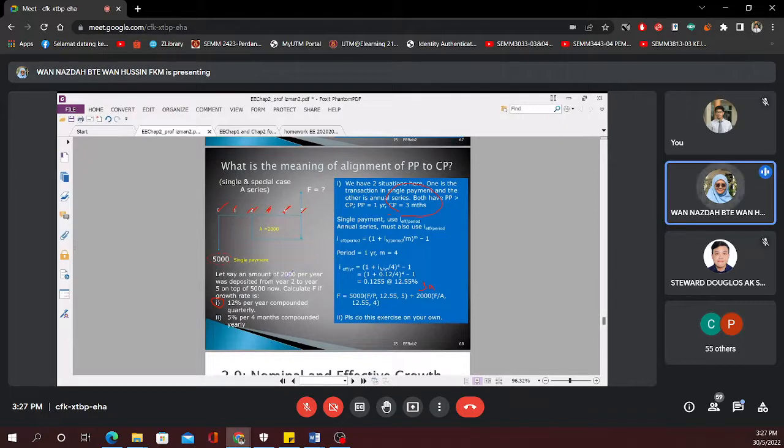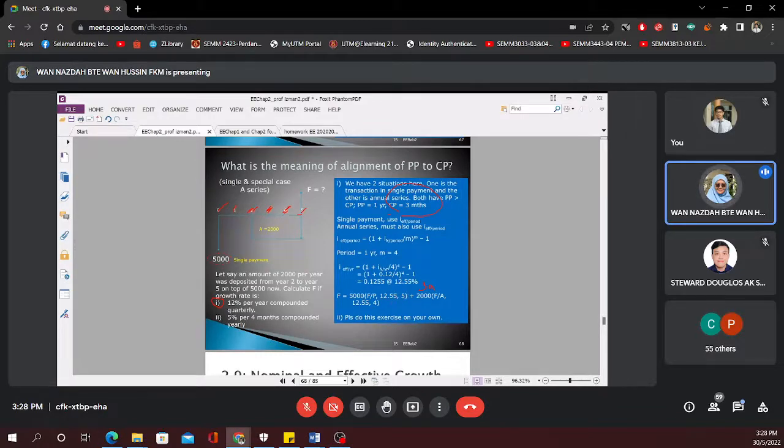From year 2 to year 5, so that annual payment happens from year 2 to year 5: 1, 2, 3, and 4. Four times. So you will get the total of F.